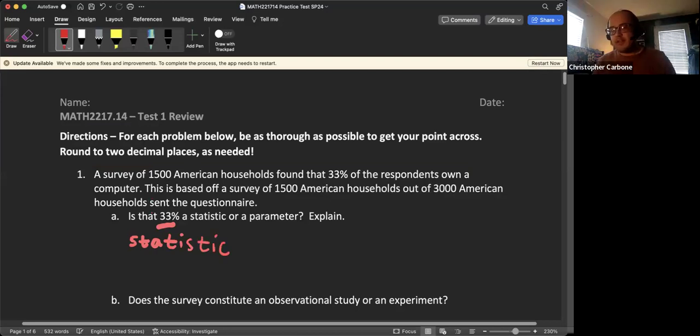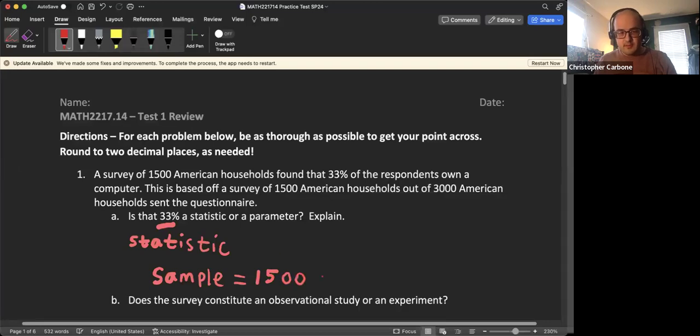And I would want you to identify the population of the sample as well. So in this case, this sample, for example, would be the 1,500 American households.